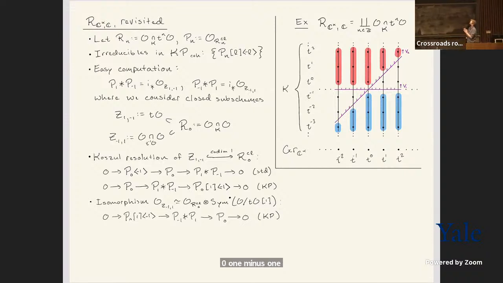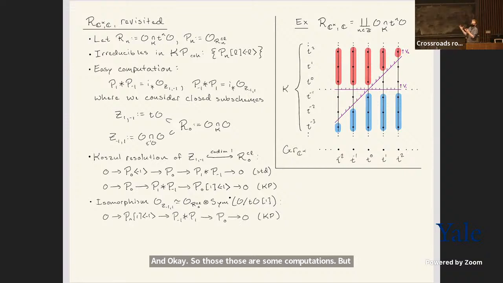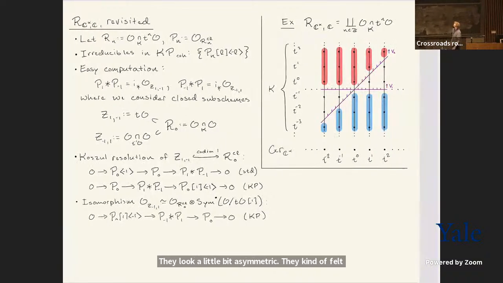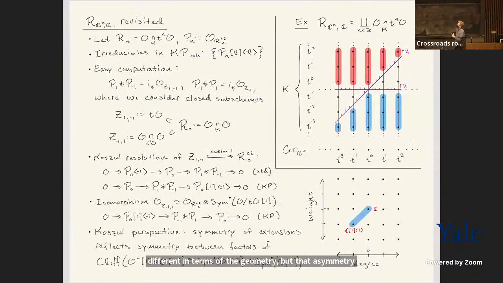Okay, so those are some computations. But now, the way we did these computations, they look a little bit asymmetric. They felt different in terms of the geometry, but that asymmetry disappears once we think in terms of this Koszul dual perspective.